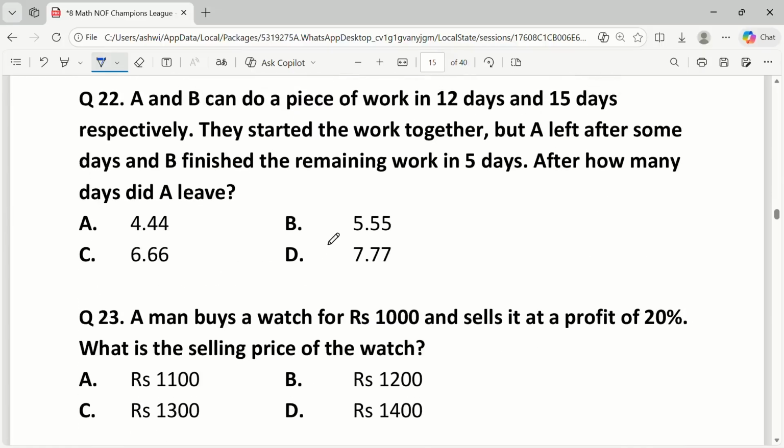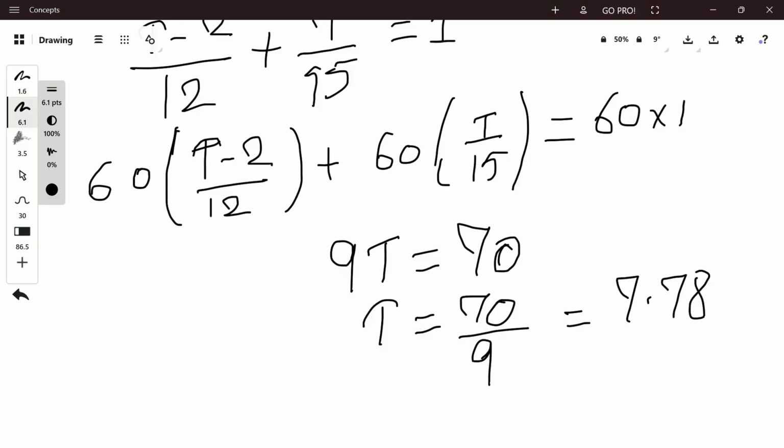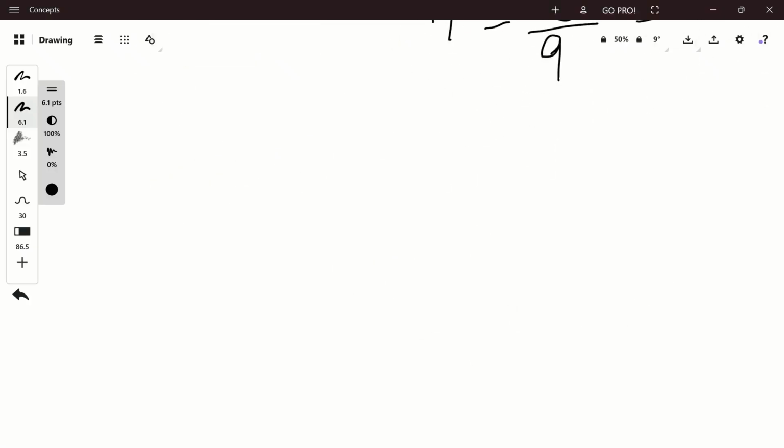Question 22. A and B can do a piece of work in 12 days and 15 days, respectively. They started the work together, but A left after some days and B finished the remaining work in 5 days. After how many days did A leave? A's daily work rate is 1 by 12. B's daily work rate is 1 by 15. B finished the remaining work in 5 days.